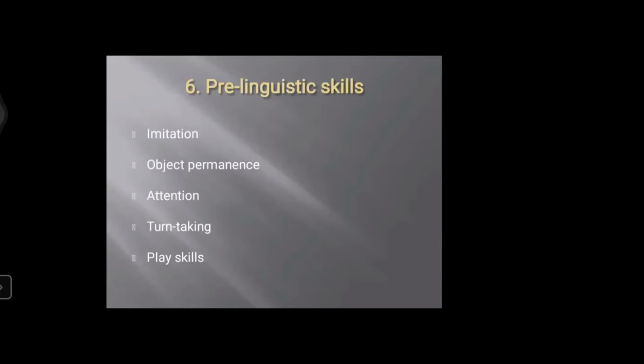So the 6th thing is pre-linguistic skills. I just can't emphasize enough the importance of pre-linguistic skills in children. Before the child even has language, pre-linguistic skills develop along with and subsequent to language, but even before having proper language, children achieve many skills. It's like pre-reading skills, pre-writing skills. Similarly, pre-linguistic skills play a very important role.